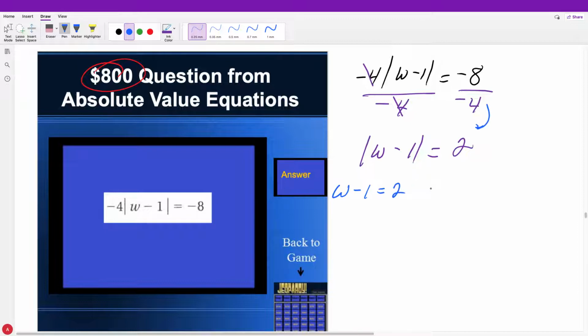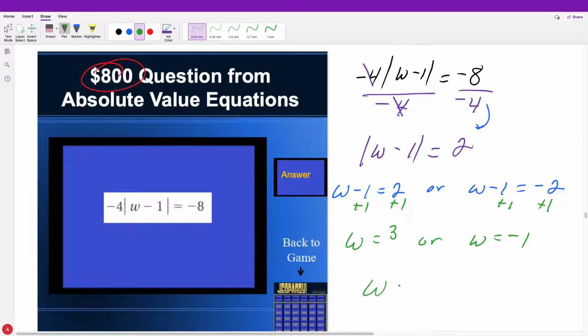W minus 1 is equal to 2, or w minus 1 is equal to negative 2. Once we do that, we now solve. We add 1 to both sides, so w is equal to 3. We add 1 to both sides, or w is equal to negative 1. So we get the answer of negative 1 or 3 for our variable w.